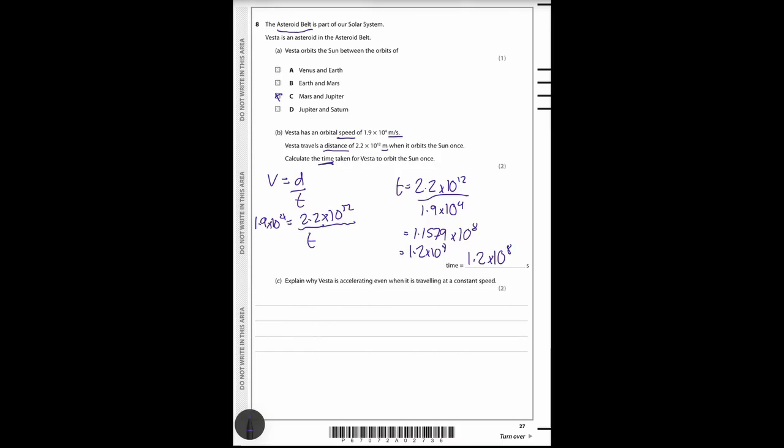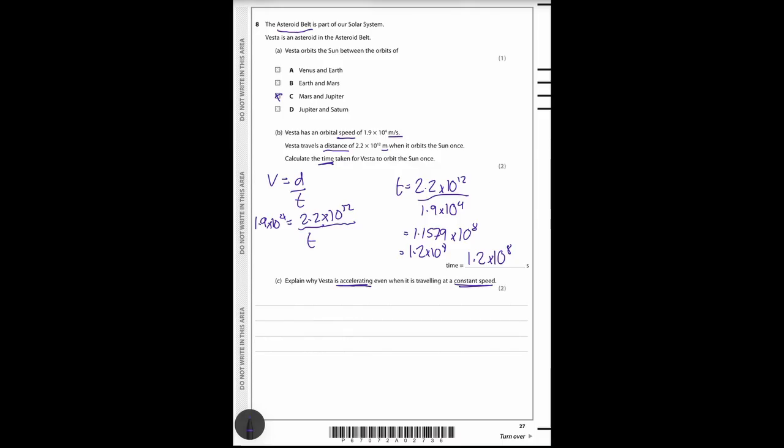Okay, explain why Vesta is accelerating even when it's traveling at a constant speed. So it's a 2-mark question over here, and it says constant speed, accelerating. Again, this is just content that I need to make sure that I know. So what are keywords that I should be saying over here? What's the law, principle, or formula they're telling me here? And okay, so I know that this is through scalar and vector. So I know the keywords I'm going to be using are about scalar and vector. So it says a constant speed, but it's accelerating. So speed is a scalar, acceleration is a vector, or velocity is a vector.